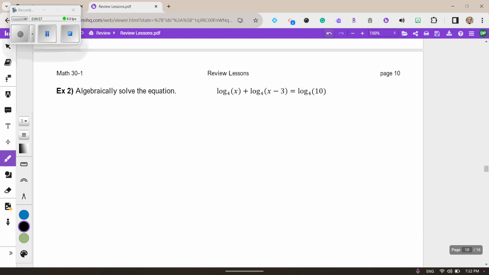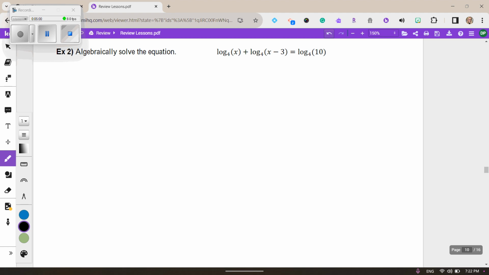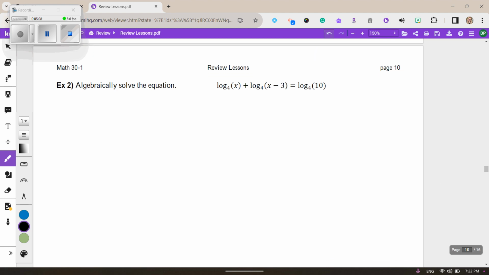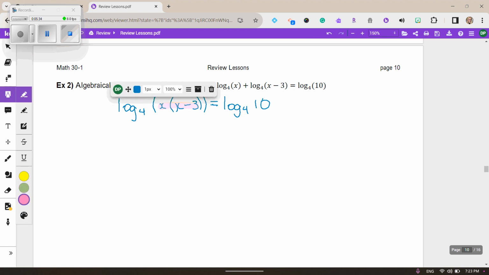Okay, let's try the next one. This one is also asking us to solve algebraically. However, now I've got logarithms for every single term. I don't have a constant. So if I'm going to solve this one, I will still start with my laws of logs, and multiplying here. And then once I get it down to a single logarithm, it means that the arguments must be equal to each other. So it means that x times x minus 3 must be equal to 10.